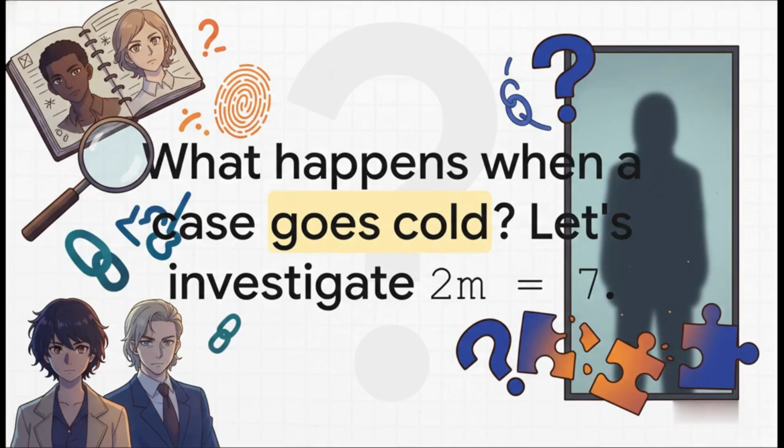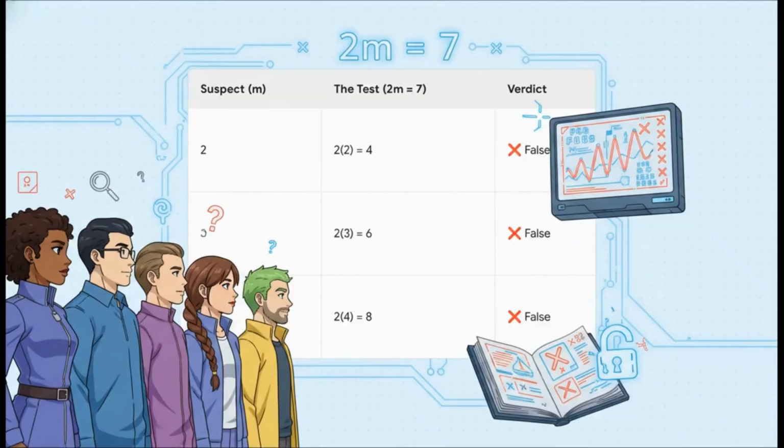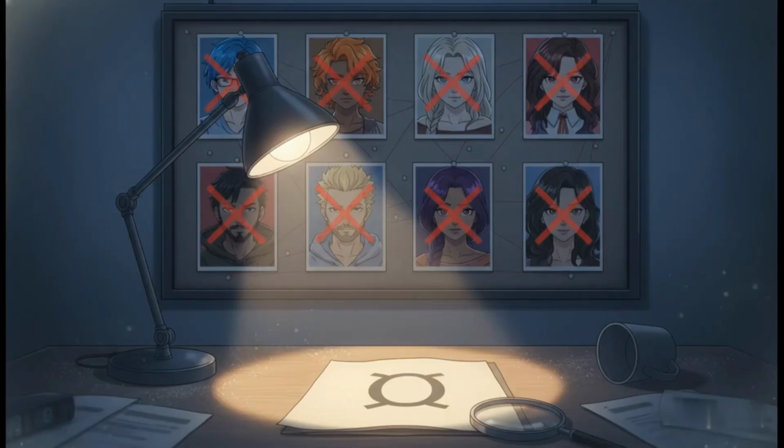But what about the flip side of that? The really frustrating cases where you have a crime. You have your list of suspects. But after all that work, nobody's story fits the evidence. We bring in every single suspect, one by one, and test them against the equation 2 times m equals 7. But this time, every single interrogation comes up empty. The verdict is always false. No one confesses, because in our lineup, no one's guilty. And that, my friends, is what happens when a case goes cold. Sometimes the solution just doesn't exist within our specific list of suspects. In mathematical terms, we say the solution set is empty, and we represent it with this symbol here.